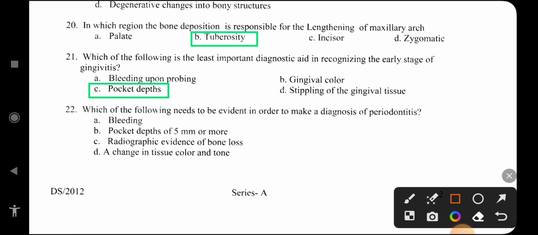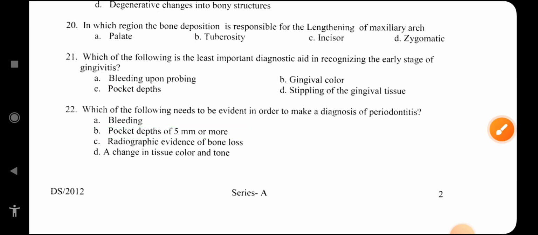Which of the following needs to be evident in order to make a diagnosis of periodontitis? Options are bleeding, pocket depth of 5 mm or more, radiographic evidence of bone loss, or a change in tissue color and tone. And the correct answer is pocket depth of 5 mm or more is the evident in order to make a diagnosis of periodontitis.